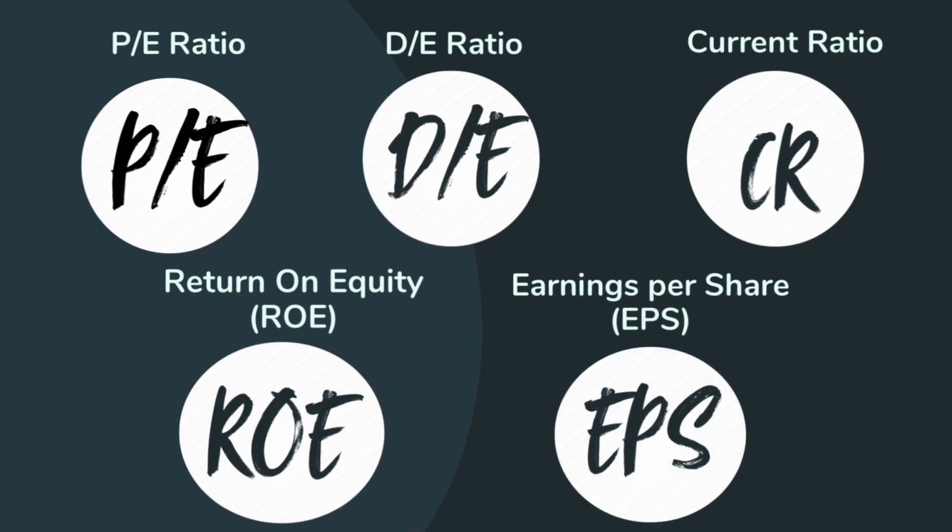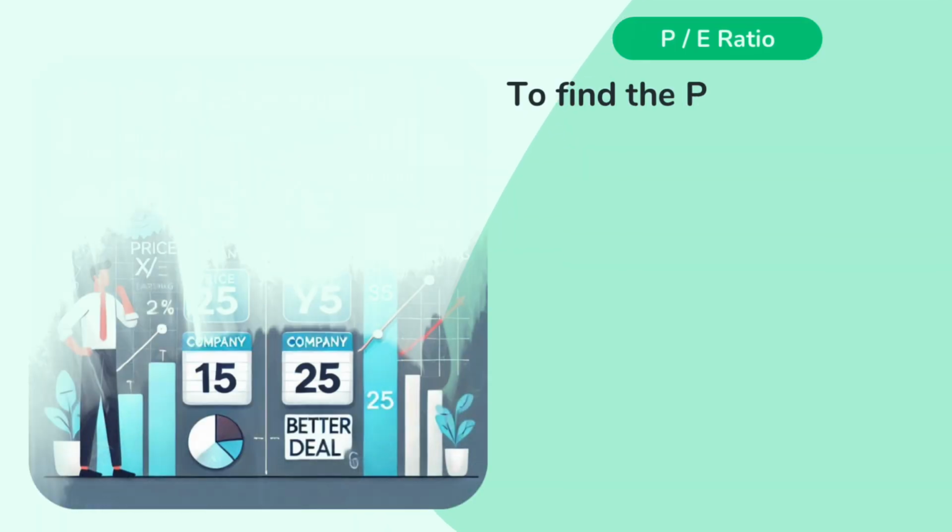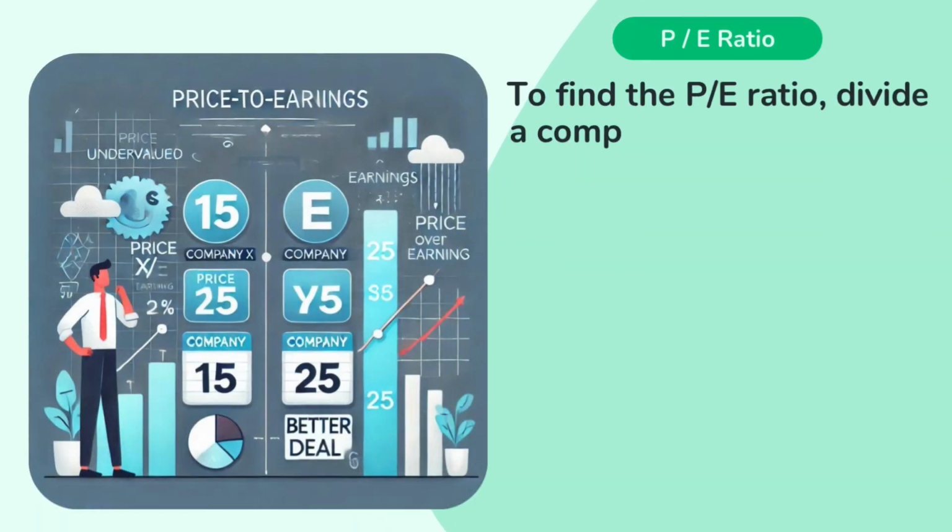Today, we are talking about financial ratios, tools that help investors understand a company's financial health. In this video, I will go over 5 important ratios and will explain how you can use each one. Let's jump right in. First up is the price to earnings ratio or PE ratio.